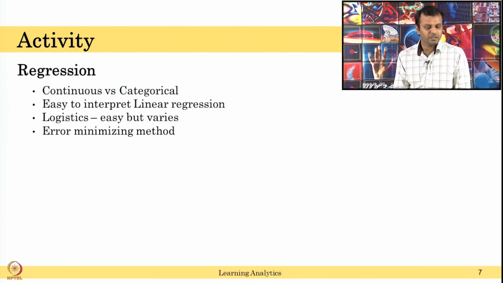And the error minimizing method in linear regression, we saw, is least mean square error, right. We saw that the difference between predicted value and actual value is used to find the best objective function, but logistic regression uses the maximum likelihood method to do that. So, that is the difference. We are not dealing with the training of logistic regression in this video.